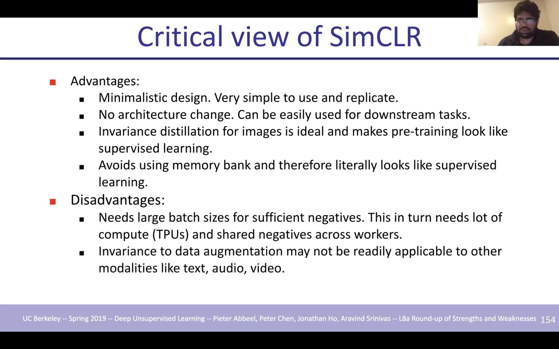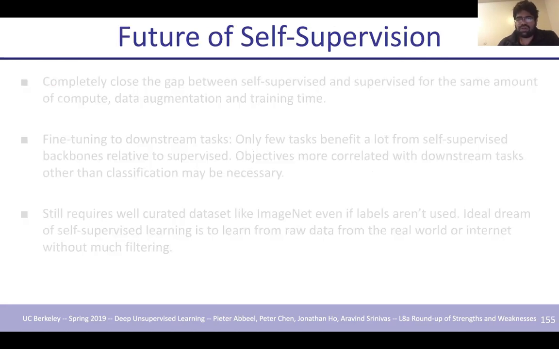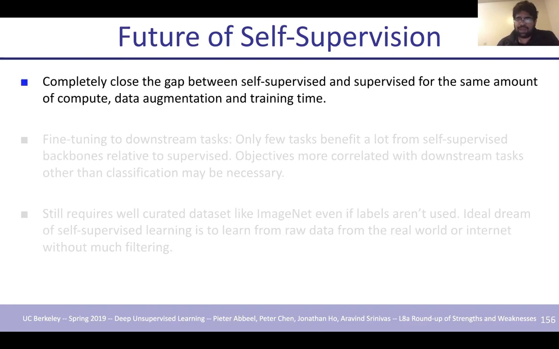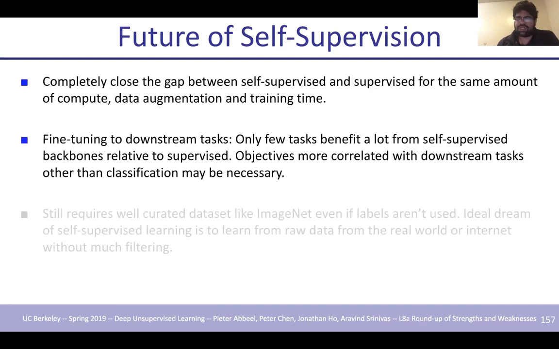And similar to MoCo, data augmentation invariances may be very specific to image recognition. So in terms of future work left for self-supervision, the gap between self-supervised learning and supervised learning is still not closed if you consider just the same amount of compute, training time, and the same kind of data augmentations used. Also, for fine-tuning to downstream tasks, the gains are not significantly high enough that a paradigm shift has been made in vision. So maybe new objectives are also needed.